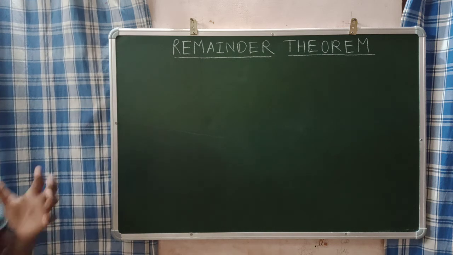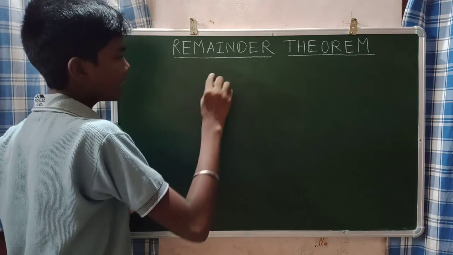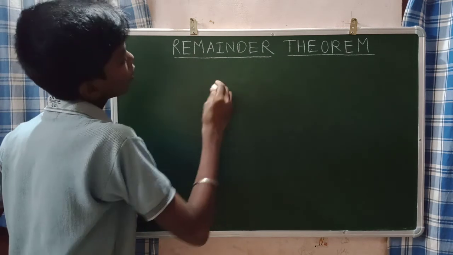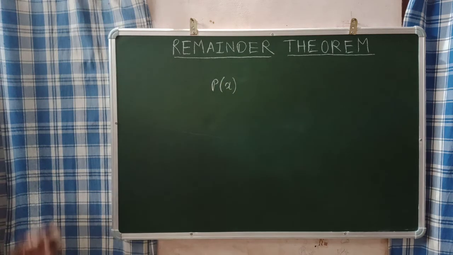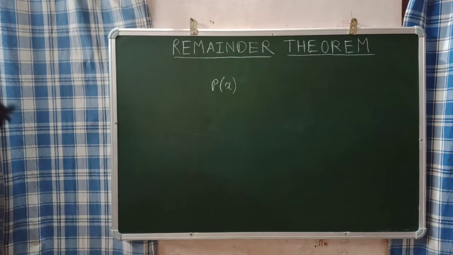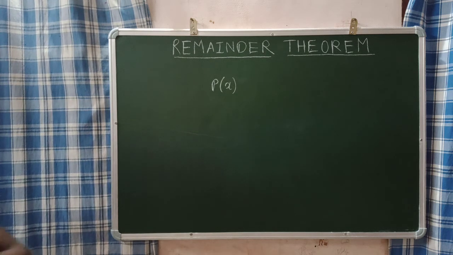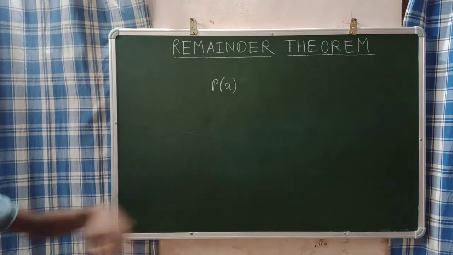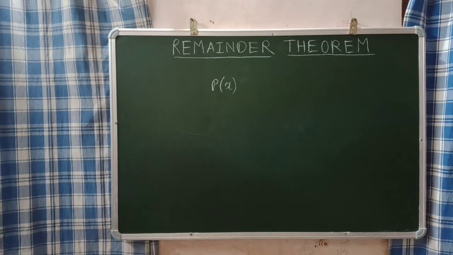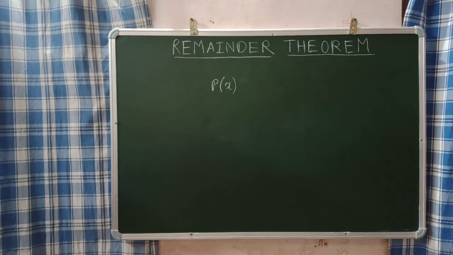Let me say that there is a polynomial p of x. Now, I am going to divide this particular polynomial p of x by a binomial. Binomial means it's an expression that has two terms.